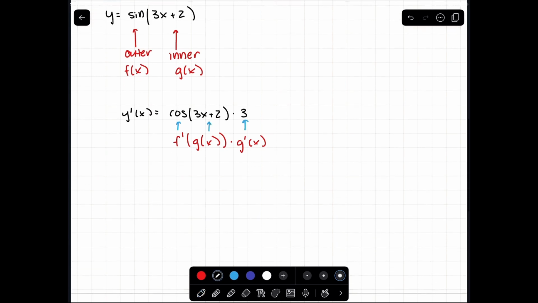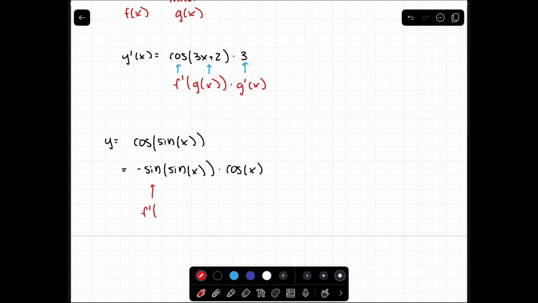Similarly, if we did y equals cosine of sine x, take the derivative of our outer first, so you have negative sine of sine x, and then the derivative of our inside, cosine x. There's always going to be a pattern in all these examples. It's just important to keep track of which one is your inner function and which one is your outer function.